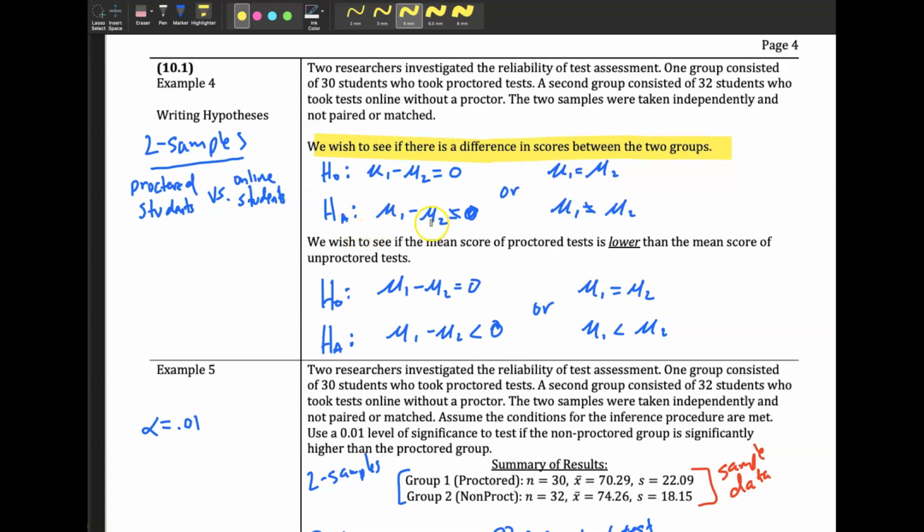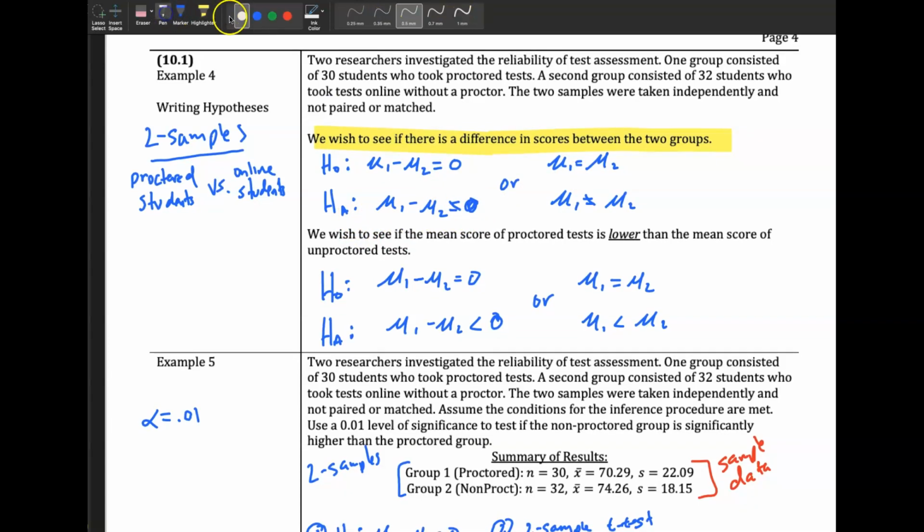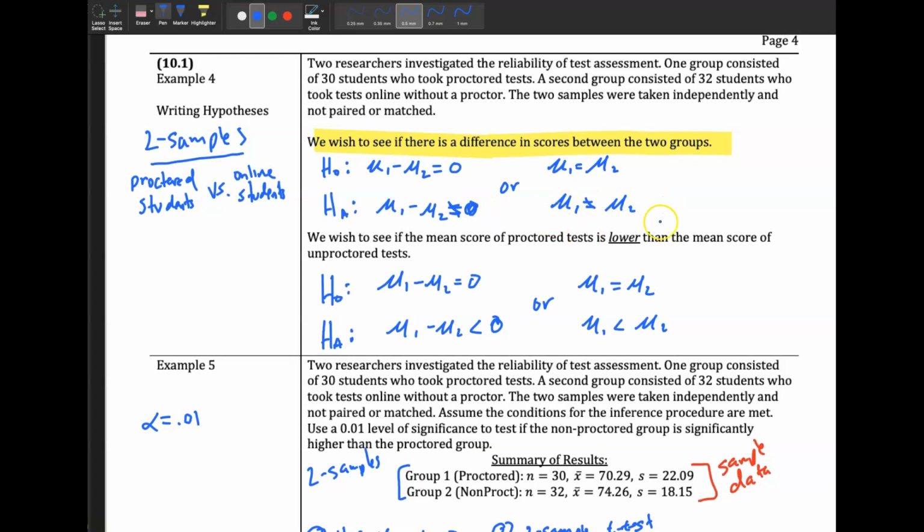The alternative is that there is a difference between them, meaning that when you subtract the two mean values, there will be a difference between the groups, meaning that it's not equal to 0, or you may see it this way. And then another way we're looking is that the mean score of proctored tests is lower than the mean score of unproctored tests. Proctored is 1, the first group.